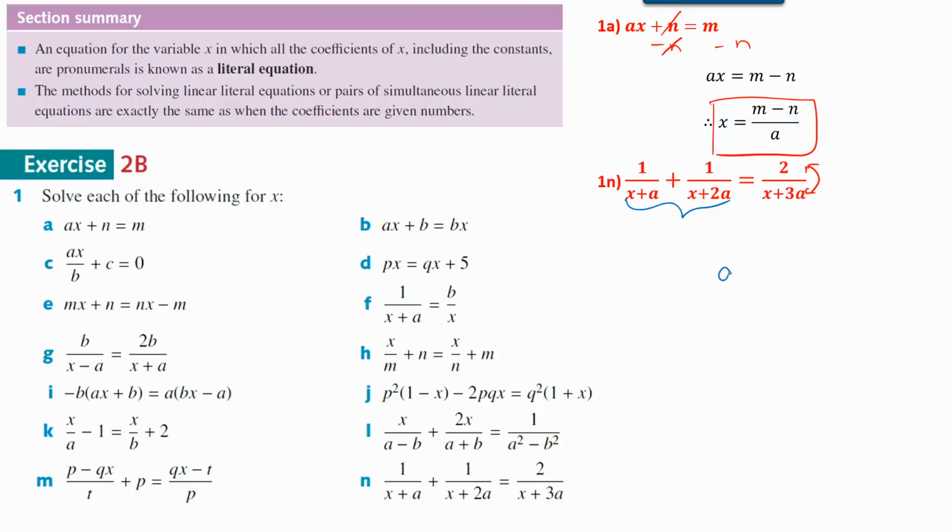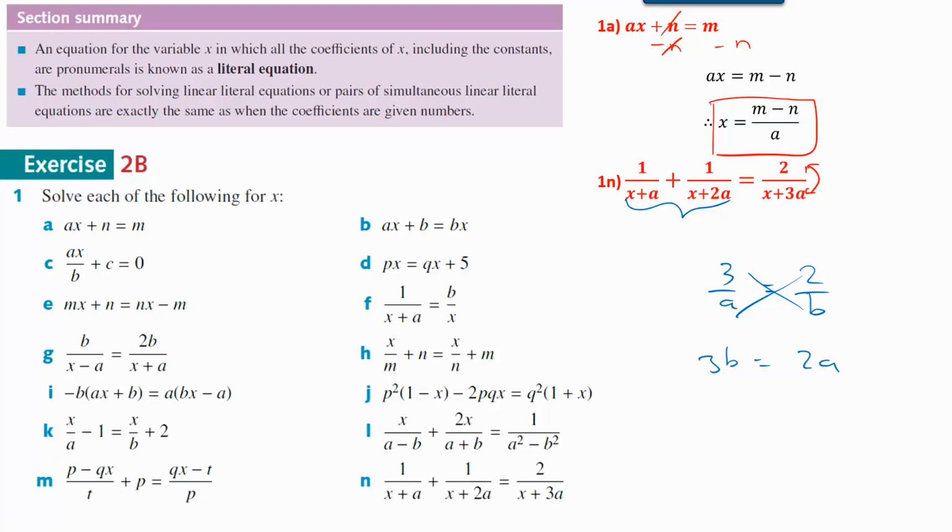Or like what you did in year 8. You would have had something like this. If you had 3 on A equals 2 on B, you learnt the cross method as well. And so you can say 3B equals 2A. You can do that for this as well, once you've combined that fraction.